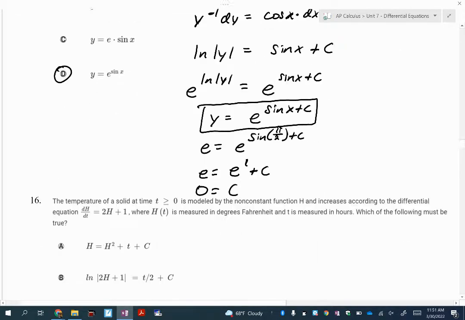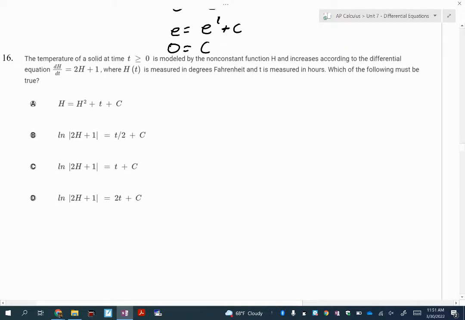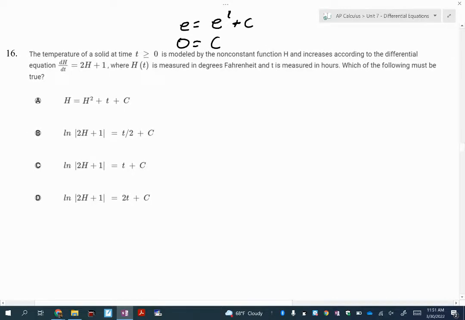Okay, let's try 16, and then we'll be done with this part. So they're giving us a differential equation: dh over dt equals 2 times h plus 1. And they want us to find which of these must be true. Very similar, it's just a little confusing because we're not using y and x. So I'm going to move the 2h plus 1 to this side and move the dt over there.